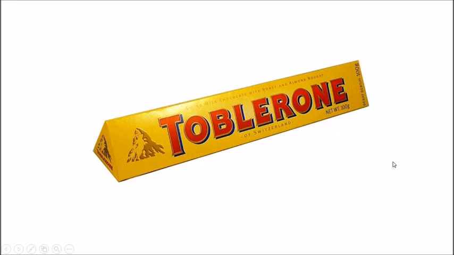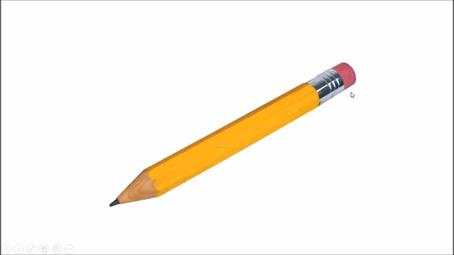Would this shape be a prism? Well, yes, it would be. This is an example of a triangular prism because it does have that triangle cross-section, so it looks like an equilateral triangle to me. And no matter where I chopped up this Toblerone shape, it would always have that perfect equilateral triangle in the same shape and size all the way through.